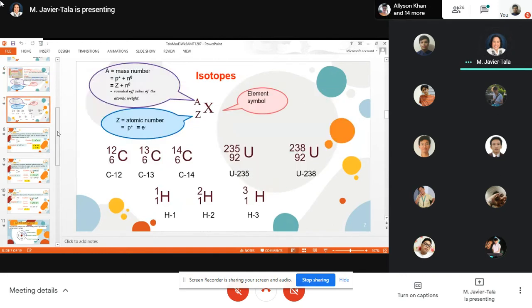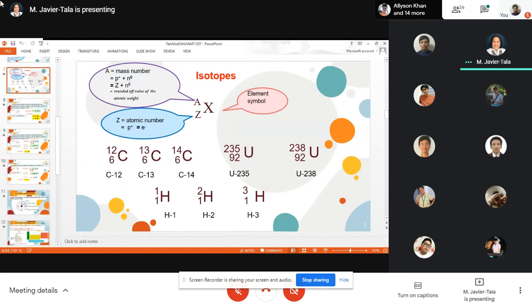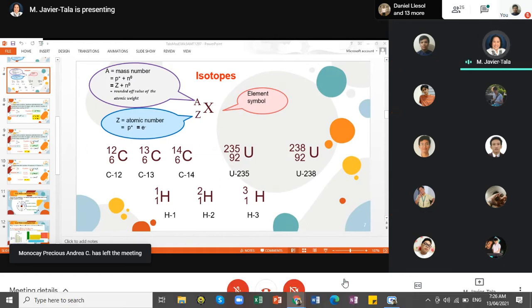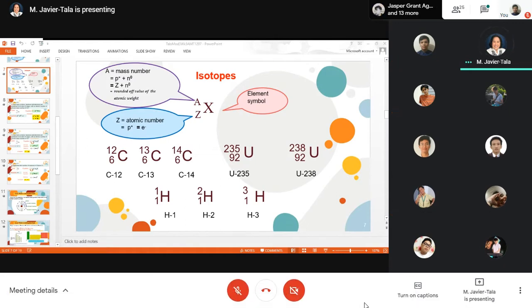Okay. Wait. Na muna natin. Bubunot muna ako. Sige. Give me the atomic number and sino yun?